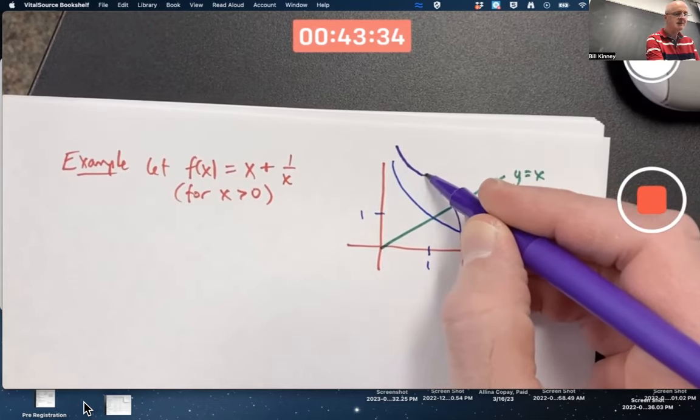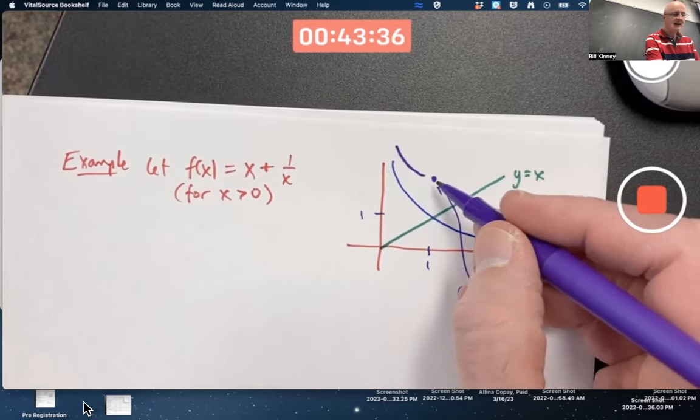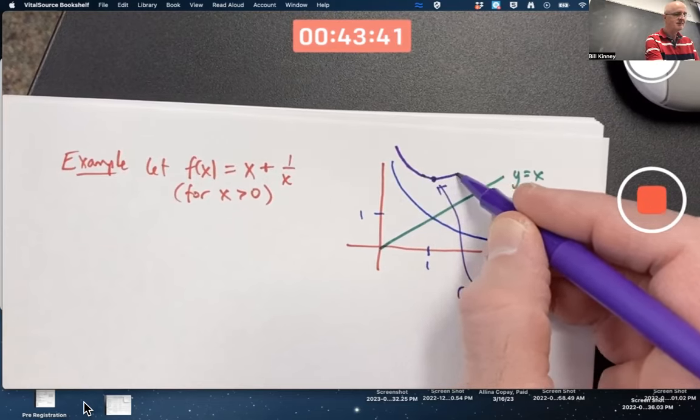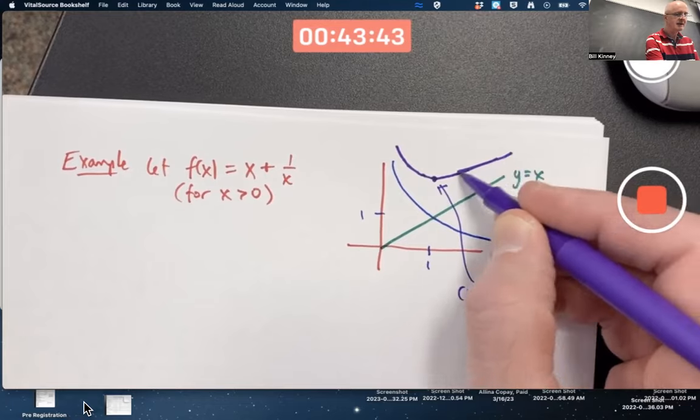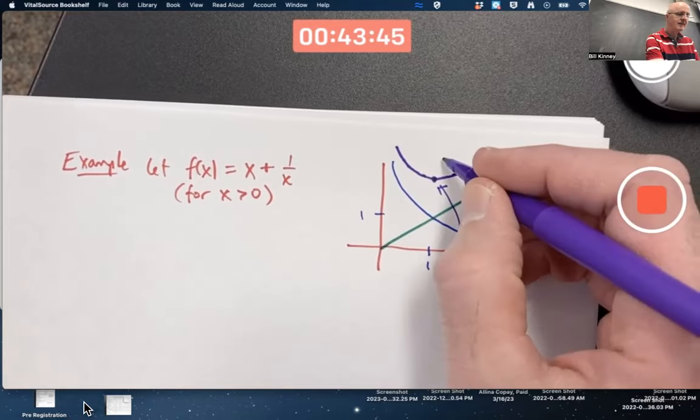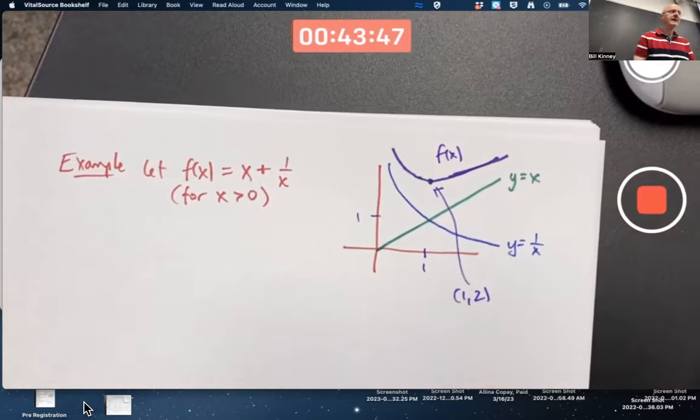Now, is it going to have a minimum at 1? I'm doing a quick mental calculation, and yes, it does have a minimum at 1. I did a quick derivative in my head there. That's what the graph of f of x looks like.